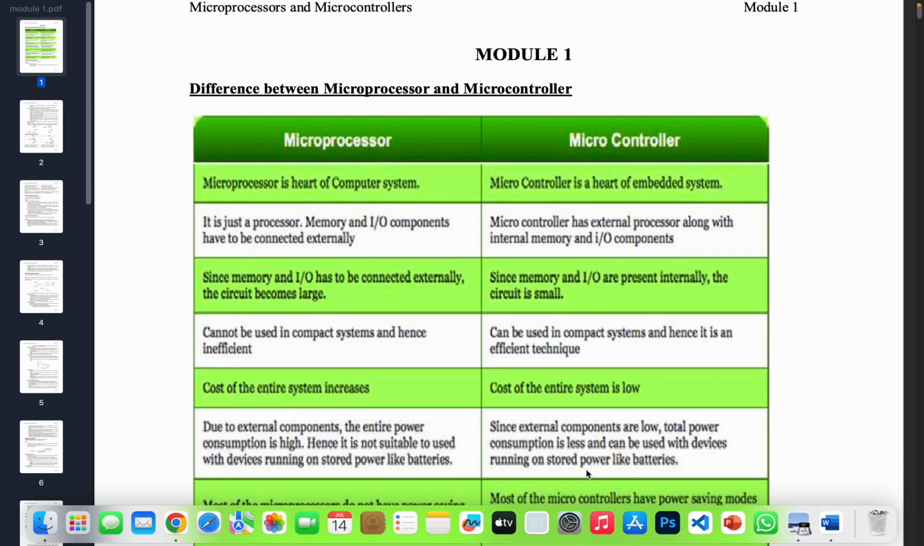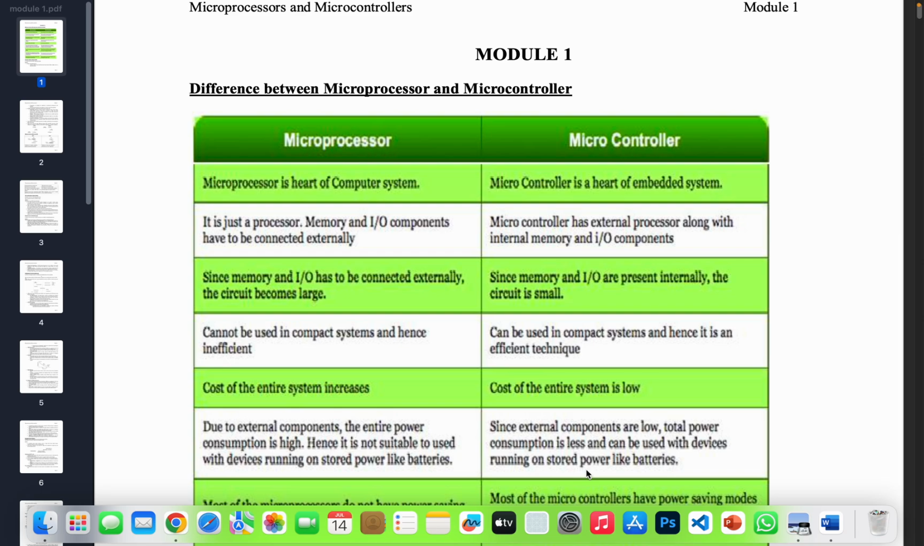The microprocessor is the heart of a computer system and the microcontroller is the heart of an embedded system. A microprocessor is just a processor; memory and input-output components have to be connected externally. A microcontroller has a processor along with internal memory and input-output components. In microprocessors, memory and input-output have to be connected externally and the circuit becomes large. In microcontrollers, memory and input-output are present internally, so the circuit is small.